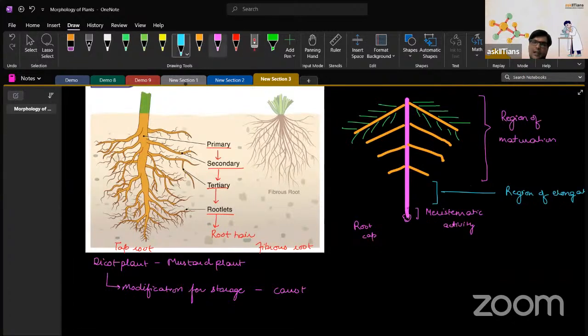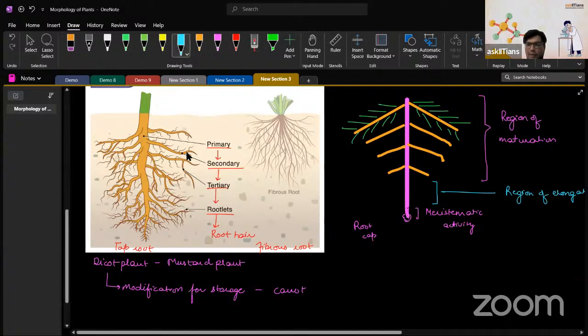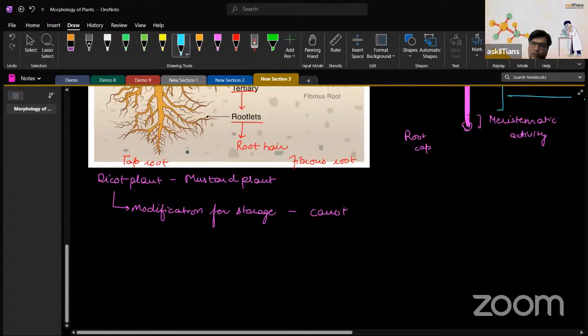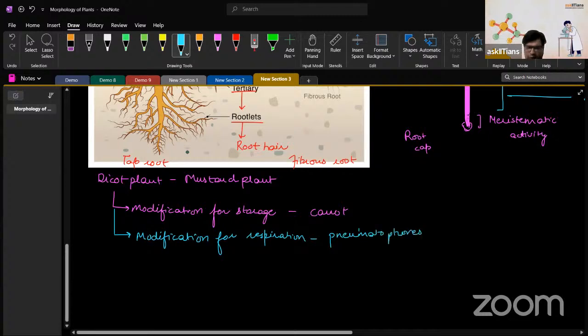Now, there are other modifications as well. For example, the taproot might be modified for respiration purposes, as in the case of pneumatophores, right? Modification for respiration: pneumatophores. Pneumatophores are usually seen, I think, in Rhizophora, right?